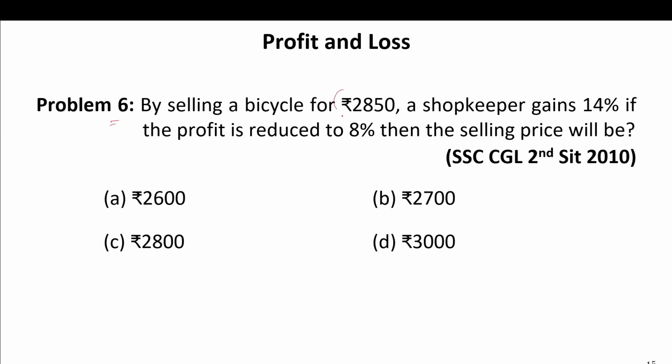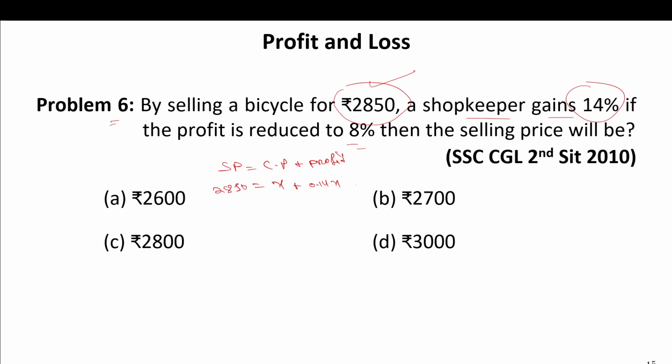So by selling a bicycle for 2850, a shopkeeper gains 14%. If the profit is reduced to 8%, then the selling price will be what? Okay. So after gaining 14%, he sold it for this much. So SP is equal to what? CP plus profit amount. So CP, let it be X, and the profit is given as 14%, so it will be 0.14x, right? So this is given as 2850.